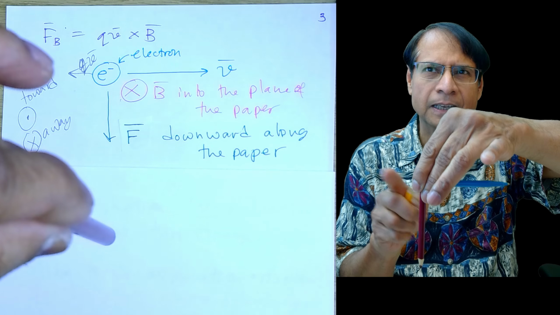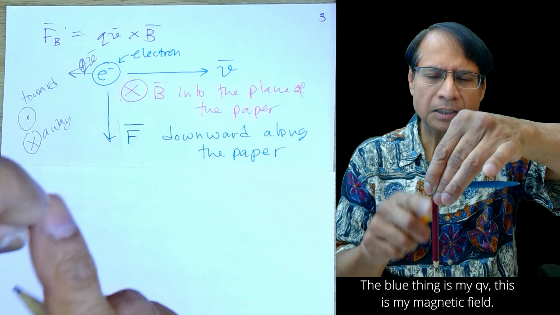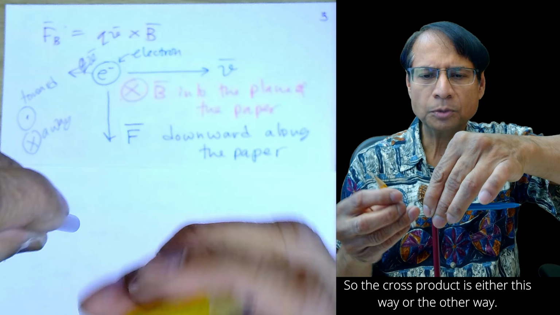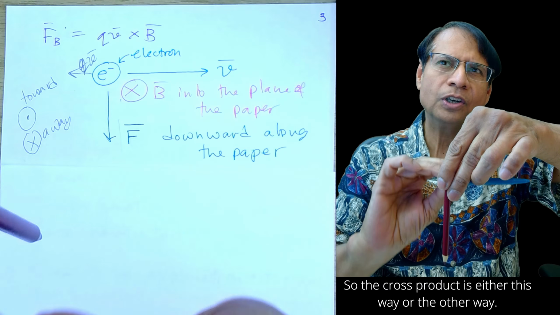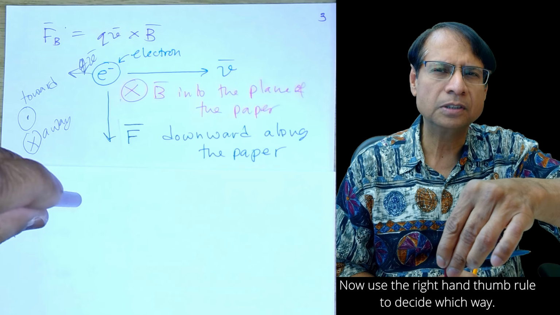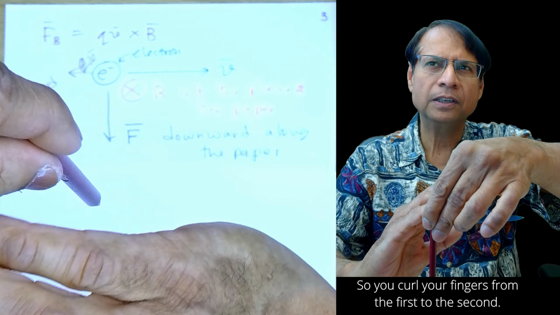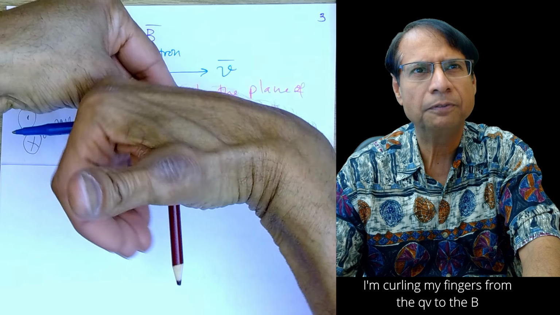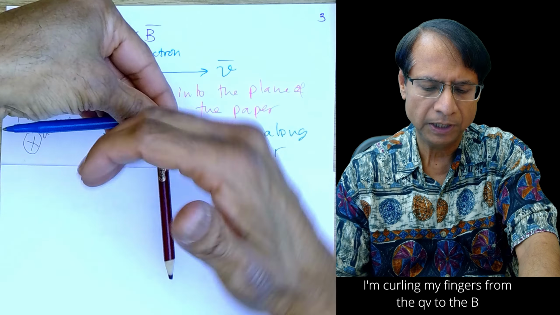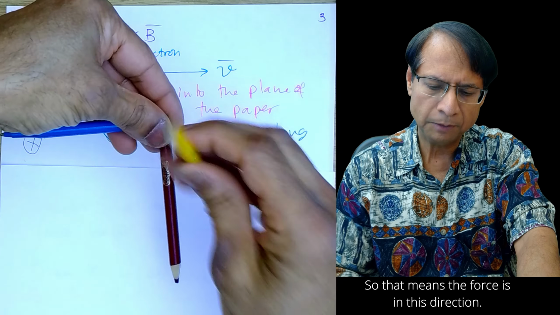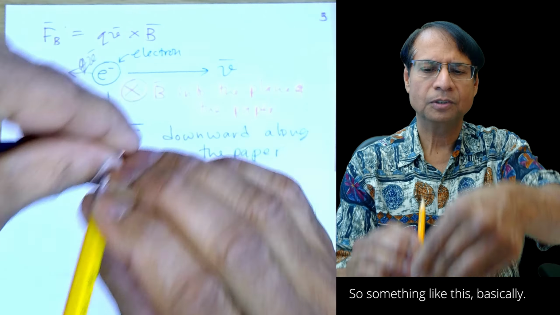What does that mean? The blue thing is my QV. This is my magnetic field. This is the plane of those two vectors. So the cross product is either this way or the other way. It's perpendicular to both. Now you use the right hand thumb rule to decide which way. You curl your fingers from the first to the second. So what I'm doing is curling my fingers from the QV to the B, first to the second vector. My thumb is pointing this way. So that means the force is in this direction. So something like this, basically.